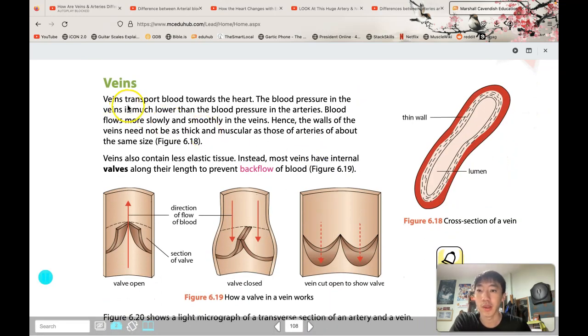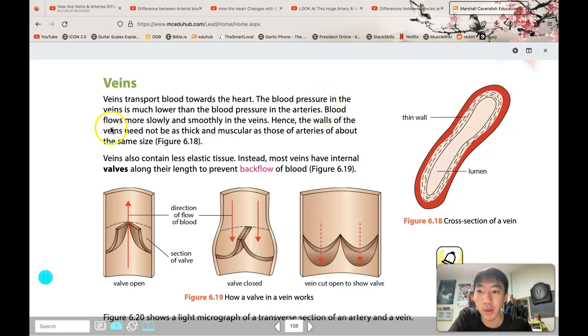Veins transport blood towards the heart. That's the keyword over here, towards. The blood pressure in veins is much lower than the blood pressure in the arteries. Do you know why? This is because the arteries are right beside the heart, right? The heart pumps blood directly into the arteries. Whereas for the veins, the blood has already flowed through the arterioles, the capillaries, the venules, and then it's pooling back in the veins. So the pressure is not as high.